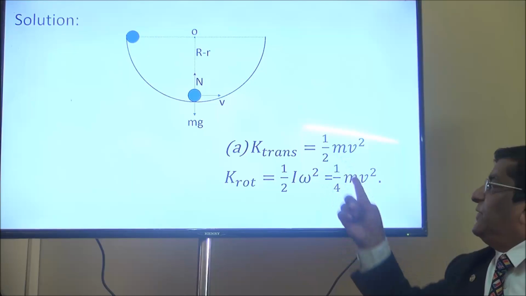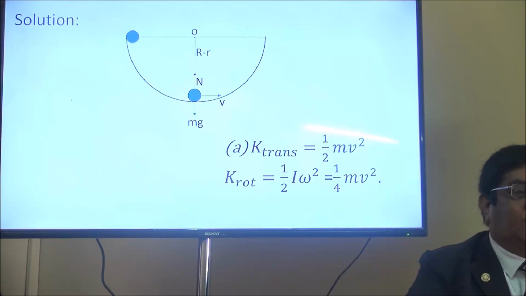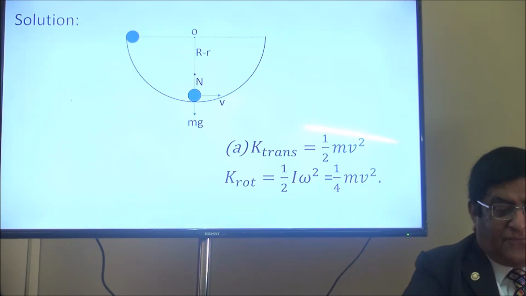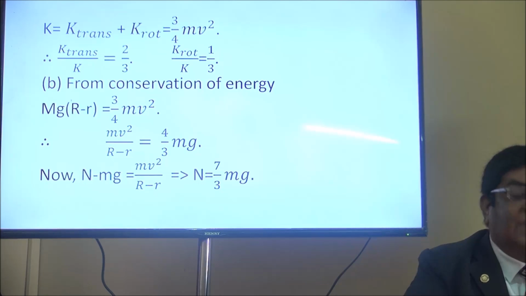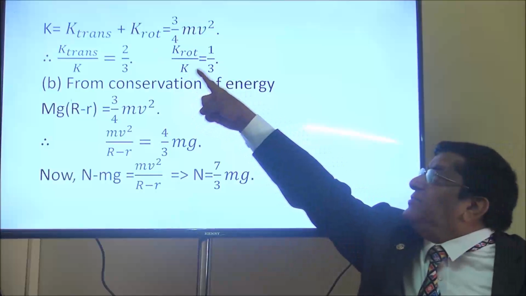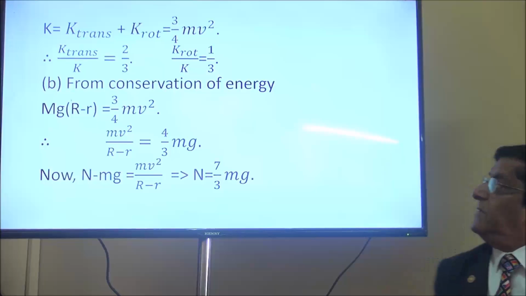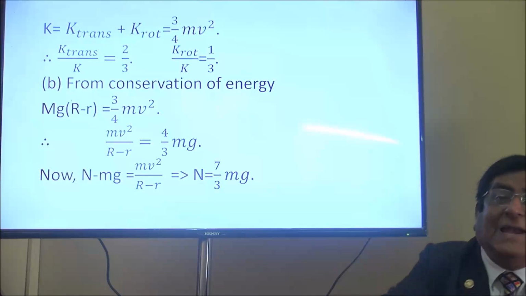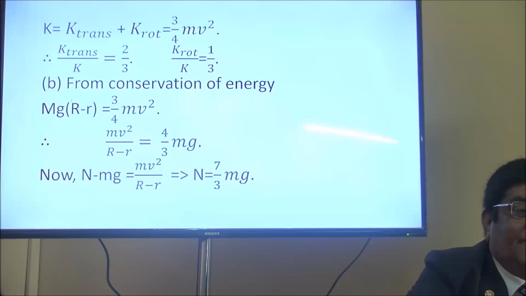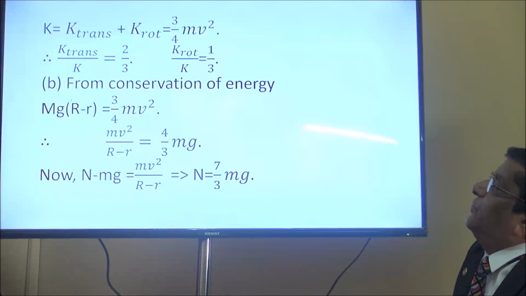So how much is the total? 3/4 mv square. Right? That 3/4 mv square is the total energy. We got it? And how much was the energy initially that you learnt? Okay. So what is the ratio?